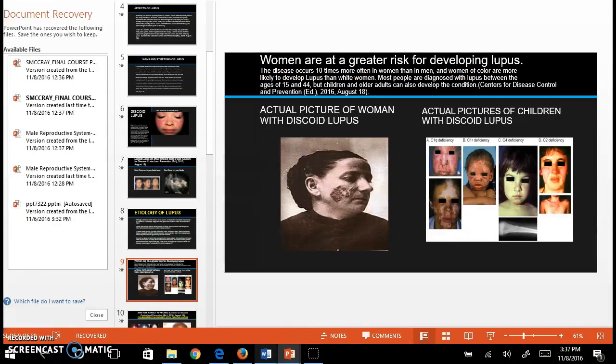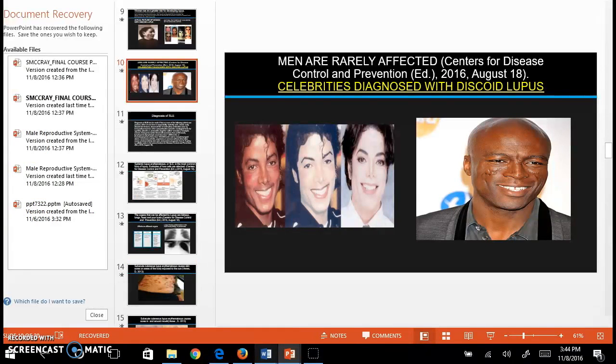Women are at a greater risk for developing lupus. The disease occurs 10 times more often in women than in men, and women of color are more likely to develop lupus than white women. Most people are diagnosed with lupus between the ages of 15 and 44, but children and older adults can also develop the condition. These are pictures of an actual woman with discoid lupus, and these are actual pictures of children with discoid lupus. Men are rarely affected with lupus, but here are 2 celebrities that were diagnosed with discoid lupus.